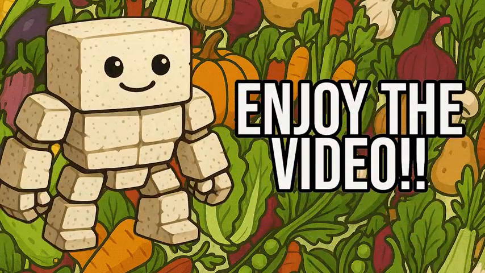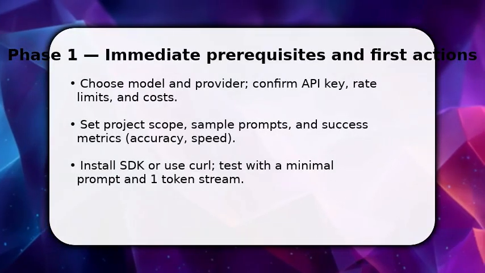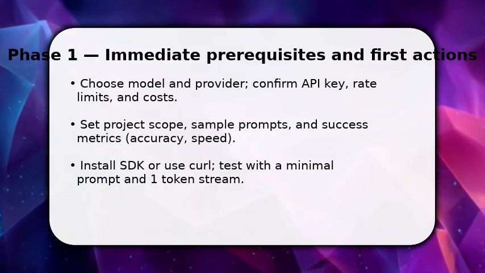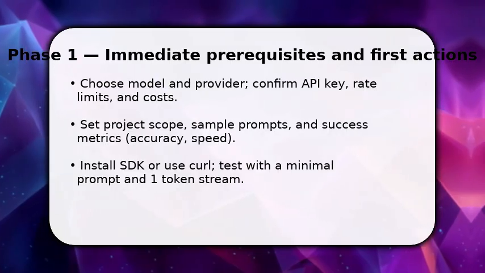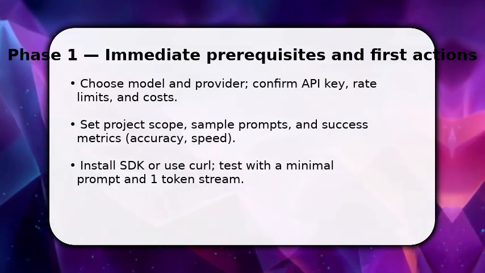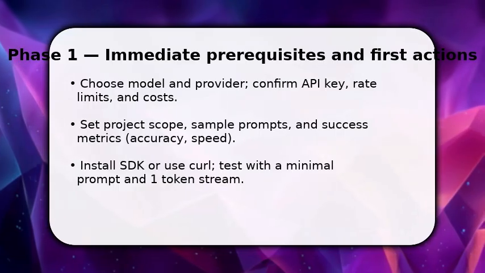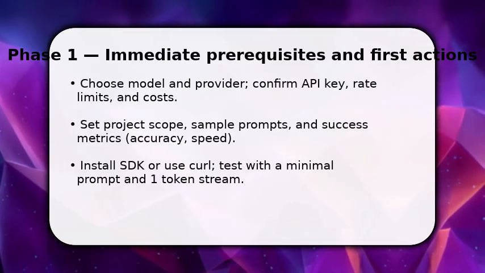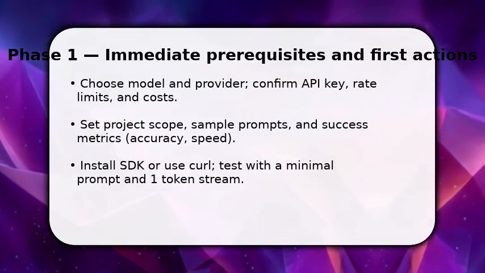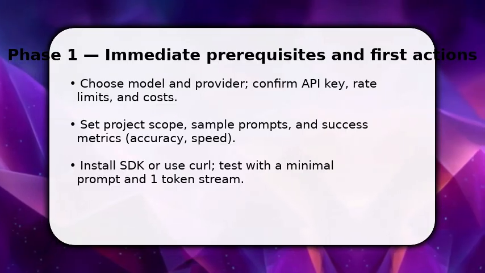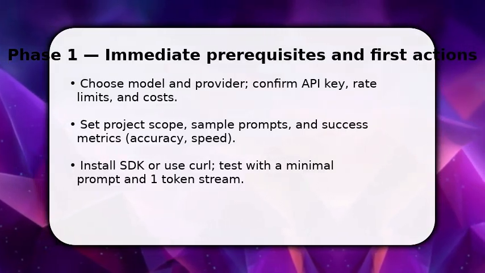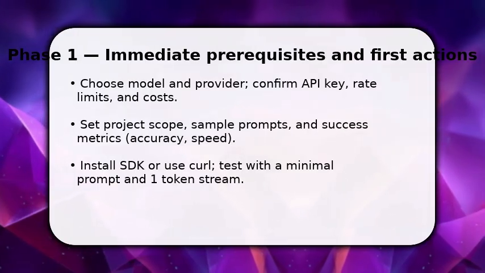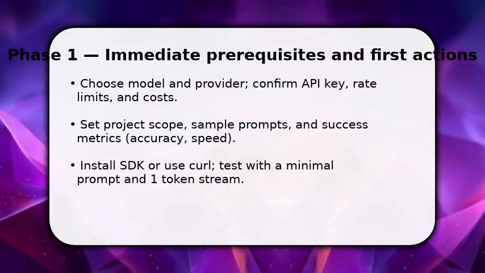Please enjoy the video. You begin by securing access. Get an API key, check rate limits, and set a clear scope for your project. Once done, pick a model that fits latency and cost needs, and install the SDK or prepare curl calls so you can iterate fast. Now run a minimal prompt to validate connectivity and a one-token stream to confirm streaming works. Make sure to save headers and example responses. This prevents wasted time later and gives you a reproducible starting point.